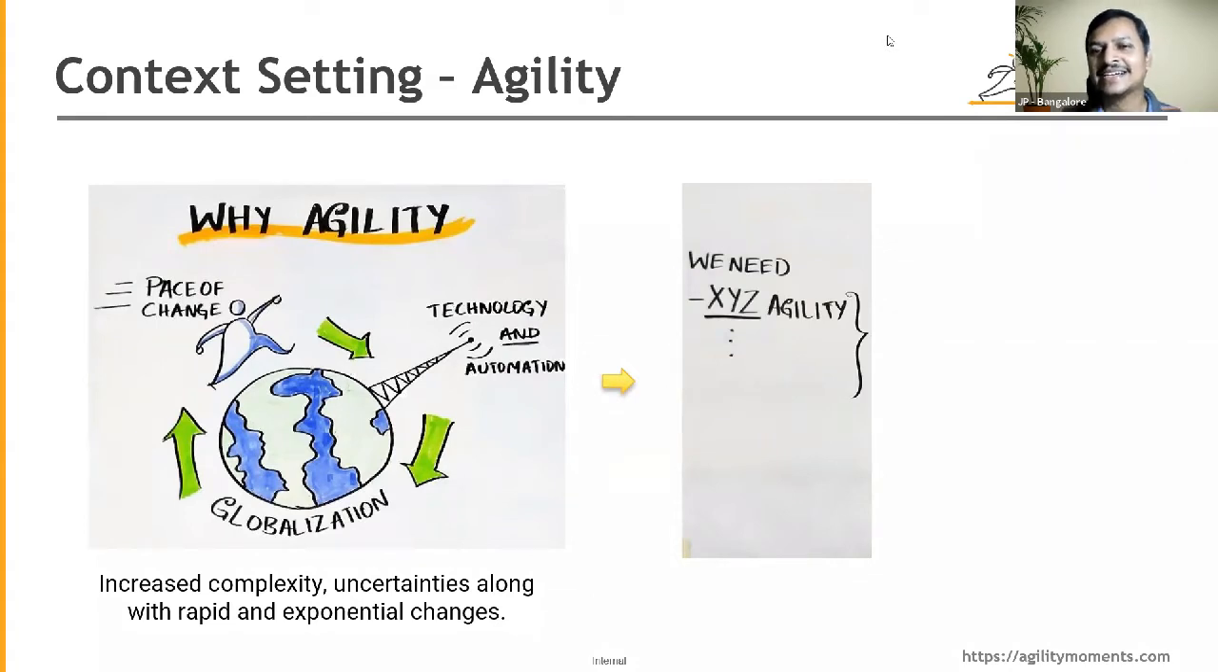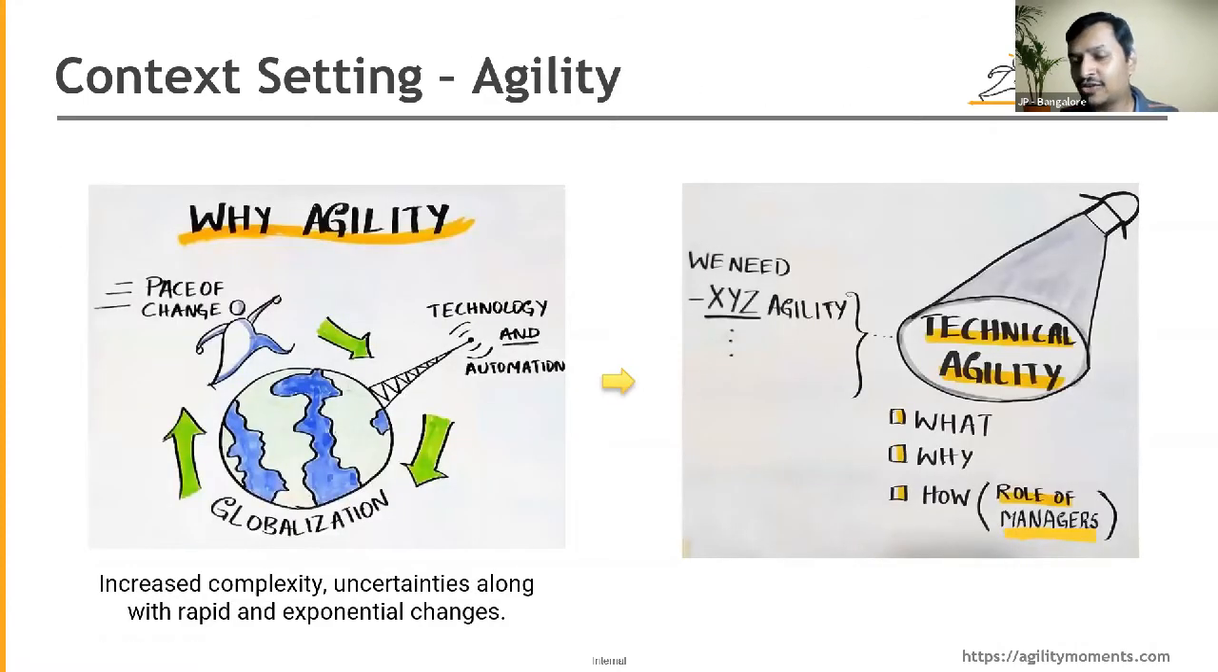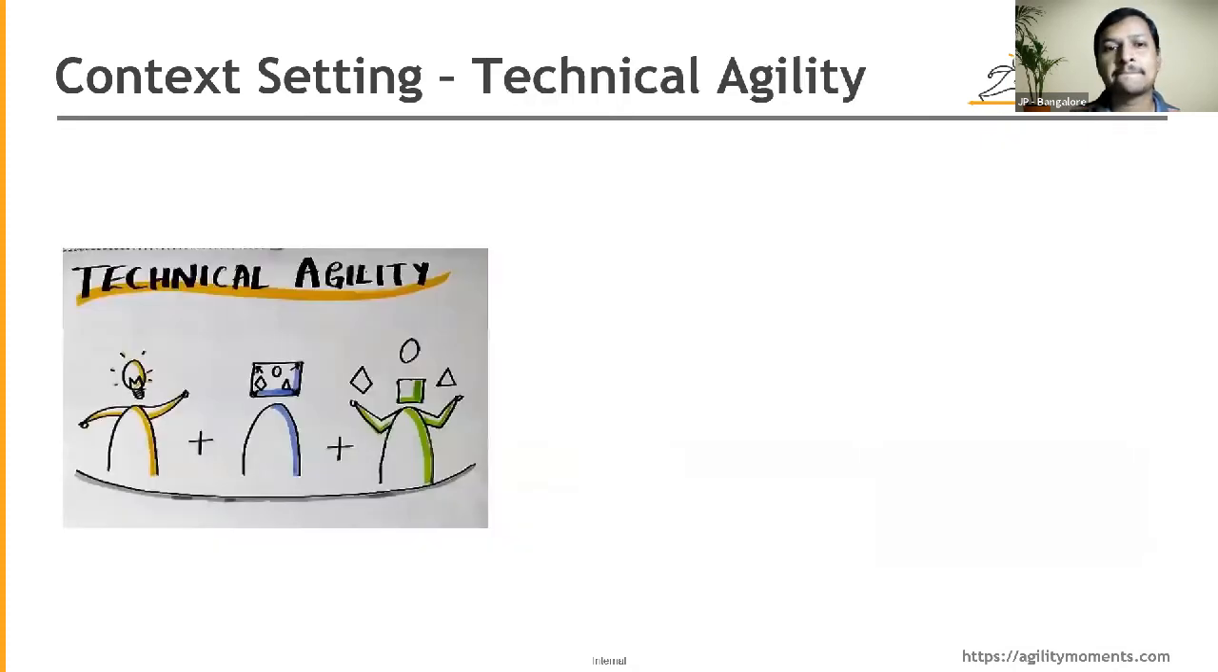Yes, great. So we are focusing today on technical agility. What is technical agility? Why and how do we develop technical agility? And what's the role of managers? That's the focus today. So if you look at this diagram, what thoughts come to your mind if I were to ask you to define technical agility based on what you see here? Can you guys make an attempt?